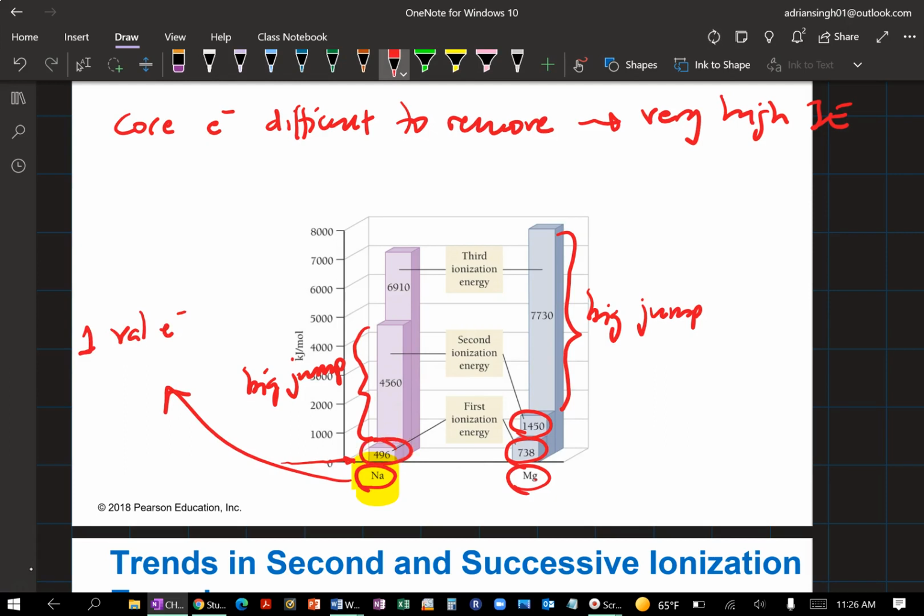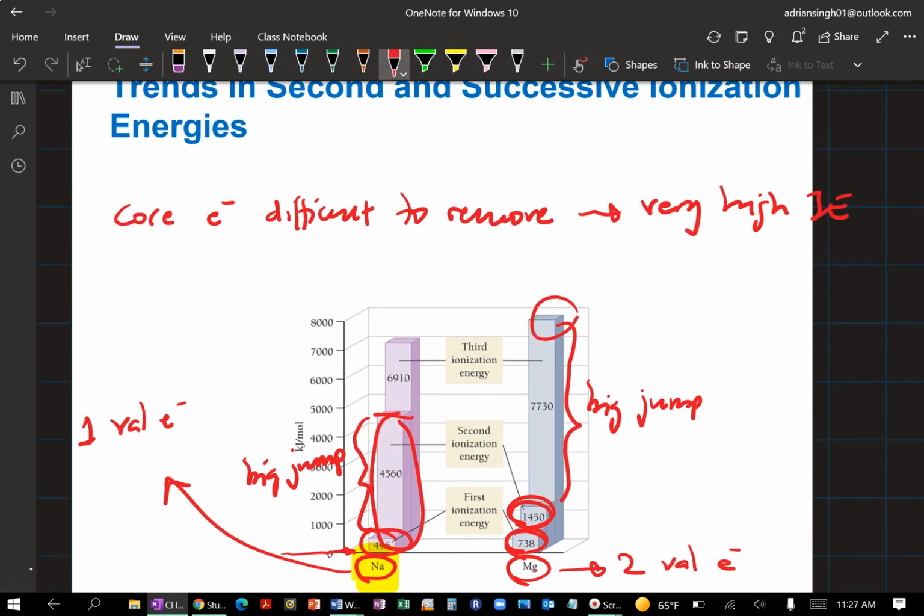But when we remove it, the remaining electrons are all in the core, and it takes a lot more energy to remove a core electron. Similarly, magnesium has two valence electrons, so those first two ionization energies are really low. Once we remove them, we get into the core, and the third ionization energy has a very, very high value. So by looking at successive ionization energies, we can tell indirectly how many valence electrons there are. That's something we can measure, and we can draw some conclusions based on what we observe.